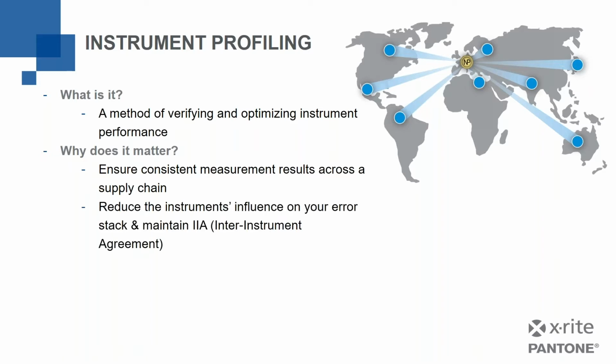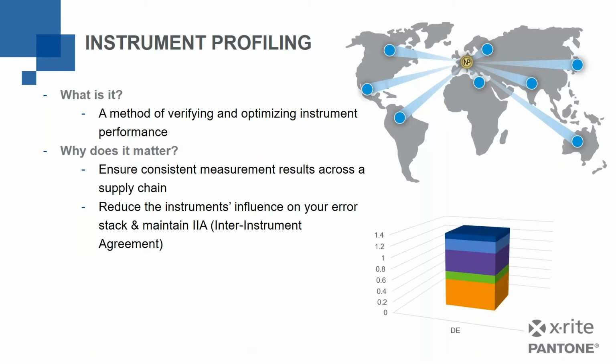And it matters because we want to make sure that we reduce the influence the instruments have on what we call an error stack, which might look something like that, right? And to maintain the inter-instrument agreement that we need to ensure accurate measurements. So that error stack is stacking up to a total color difference, and the different parts of that block may be different pieces that contribute to our color difference, right?